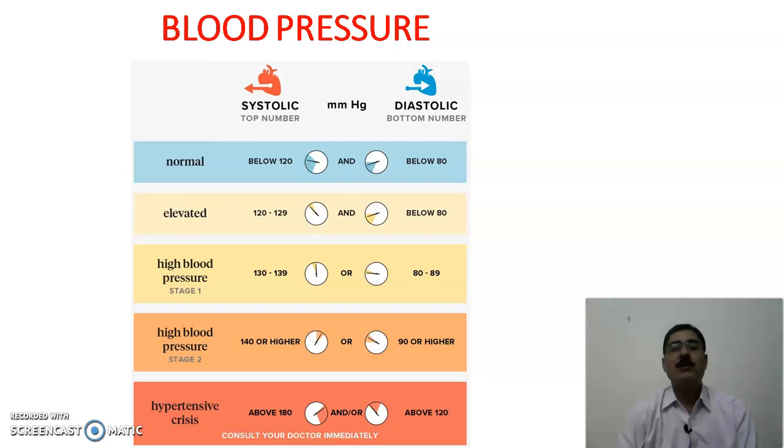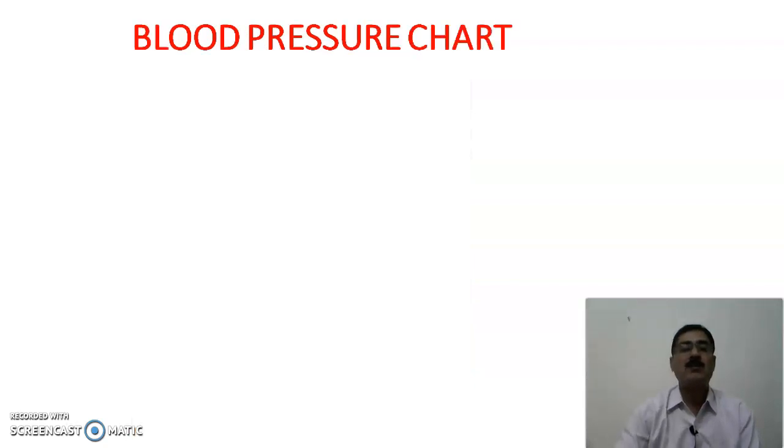If it is from 120 to 129 systolic and below 80 diastolic, it is elevated. High BP stage 1 is if it is from 130 to 139 systolic, and diastolic from 80 to 89. High blood pressure stage 2 is if it is 140 or higher, and diastolic 90 or higher. Hypertensive crisis is if it is above 180 systolic and above 120 diastolic. You have to consult your doctor immediately.